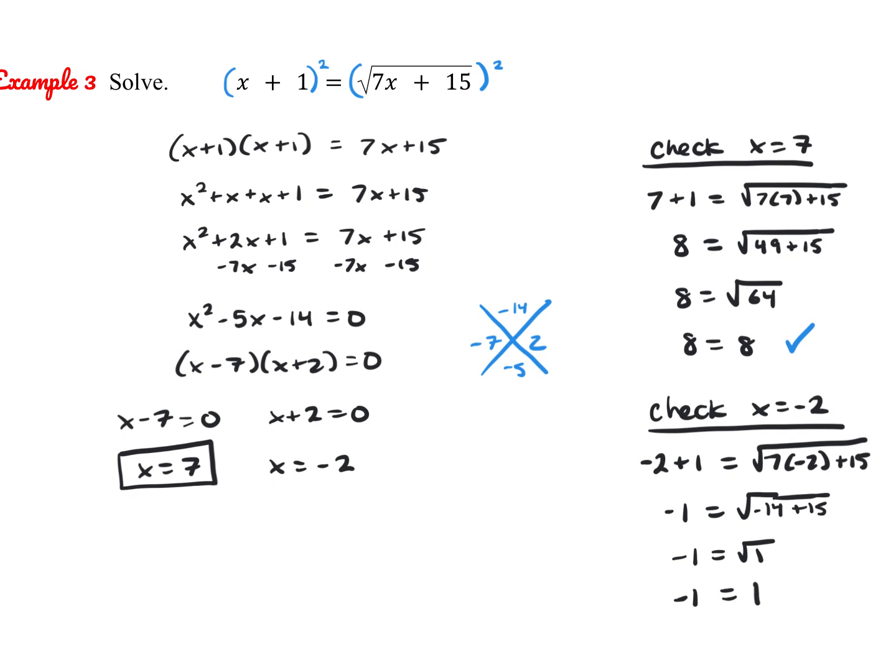So you can see that when we substitute negative 2, we do not get a true statement, which means that x equals negative 2 is an extraneous solution. So we should not include it as part of our answer.